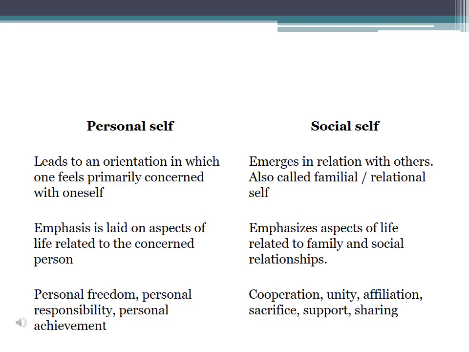The social self emerges in relation with others and emphasizes such aspects of life as cooperation, unity, affiliation, sacrifice, support, or sharing. This self values family and social relationships. Hence, it is also referred to as familial or relational self.